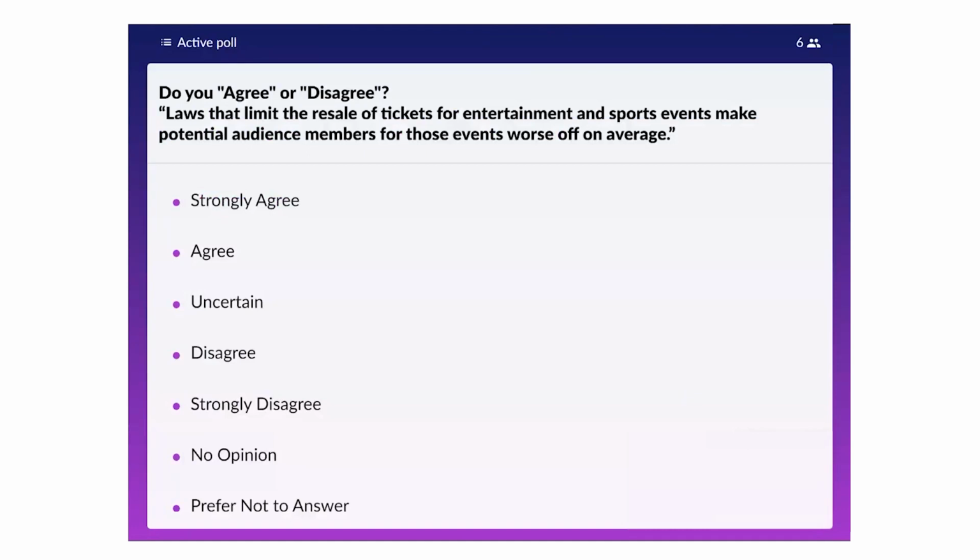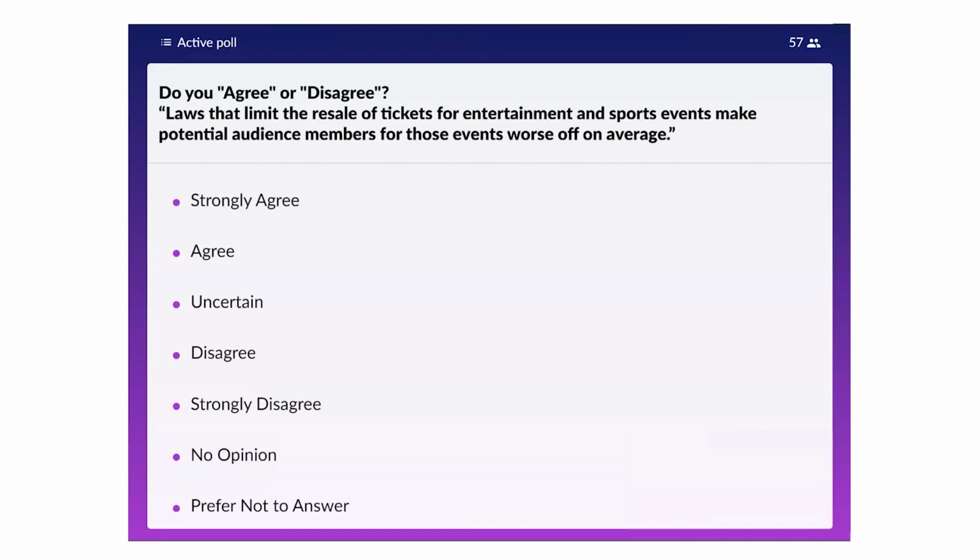The economists were actually surveyed on the same question with this scale as well, going from strongly agree, agree, uncertain, to disagree and strongly disagree. Of course, you can say I have no opinion, or I prefer not to answer. Okay, so we can wait for people to make their choice. I will be showing the data of the economists. A whole bunch of US economists were asked this question and expressed their opinion.